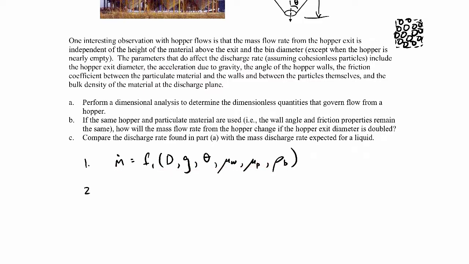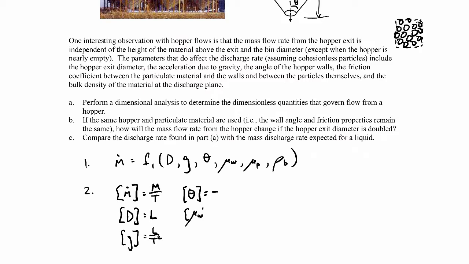Now let's go through our dimensional analysis approach, where we find the basic dimensions of the variables. Mass flow rate is mass per unit time. Diameter is a length. Gravity is a length per time squared. Theta is an angle, which is dimensionless, so it has no dimensions. The same goes for the wall friction coefficient, which is dimensionless and has no units. Mu P is already dimensionless. So theta, mu W, and mu P are all pi terms already because they're dimensionless.